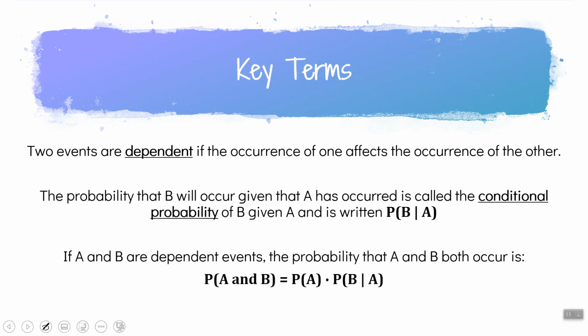So if A and B are dependent events, the probability that A and B both occur is still the probability of the first times the probability of the second. It's just that the second probability is conditional, so it was based on whatever happened to begin with.